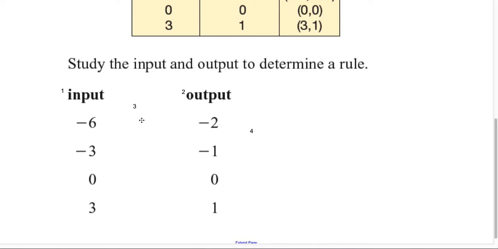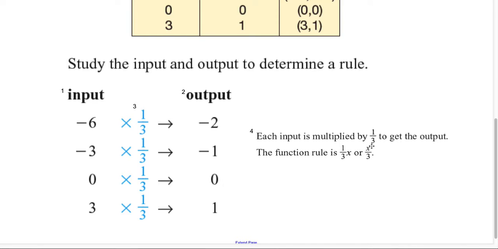The rule would be basically multiplying by 1/3 to get to your output. So you get your input, multiply by 1/3 to get to output. And multiplying by 1/3 is the same as dividing by 3. So basically divide the input by 3 to get to your output. So each input is multiplied by 1/3 to get to the output. Your function rule will be 1/3 x, or just like I said, x over 3, or x divided by 3.